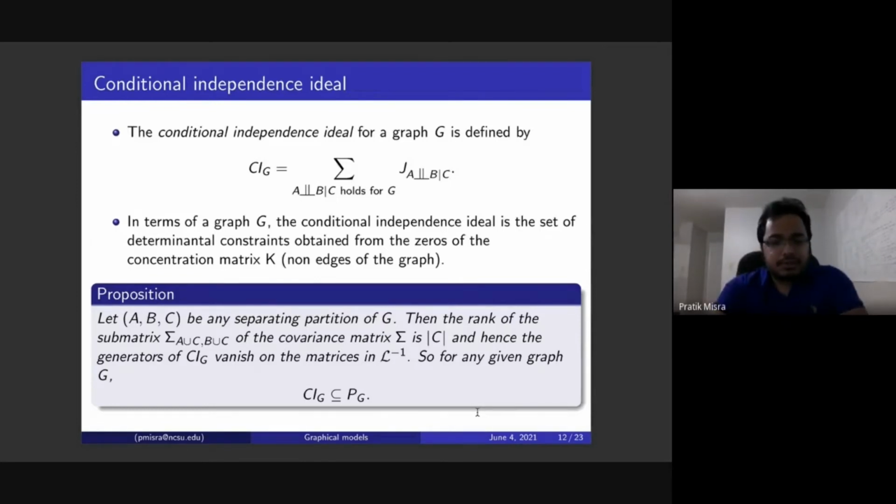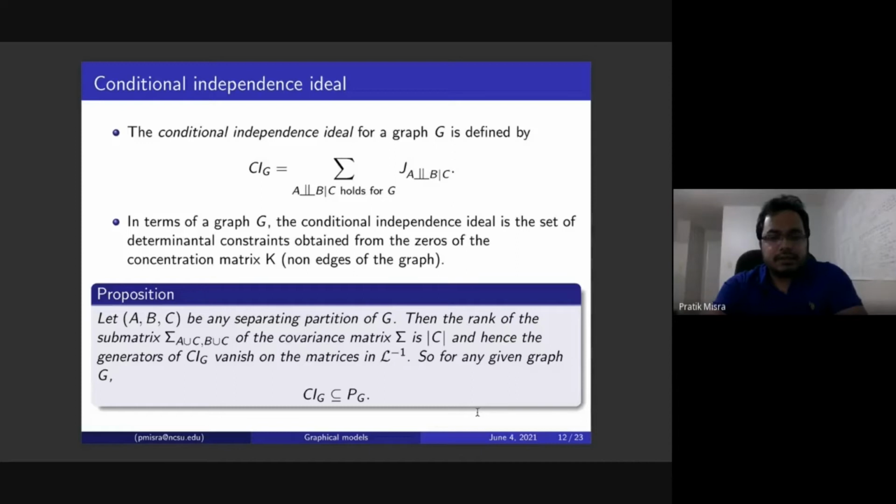Before that, let me give an important proposition. It says that if A, B, C is a separating partition of G, then the rank of the submatrix sigma A union C, B union C of the covariance matrix sigma is at most the cardinality of C. And hence, the generators of the conditional independence ideal vanish on the matrices in L inverse. In other words, if we take any generator of the conditional independence ideal, then the matrices in L inverse satisfy those generators. So the conditional independence ideal is always contained in the vanishing ideal.